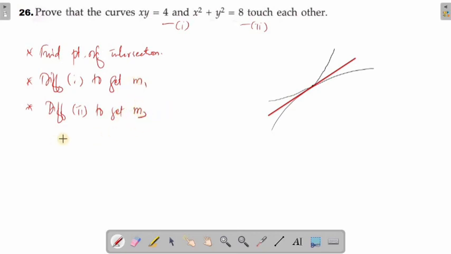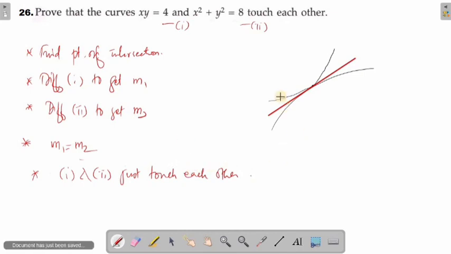Okay, so finding m1 and m2, if you get m1 equals to m2, if you get m1 and m2 to be equal, then it means that 1 and 2 just touch each other, they do not get intersected. That's the meaning of this, right? So you may pause the video and note down your solution. Okay, and with this we close our exercise on tangents and normal. Thank you very much.